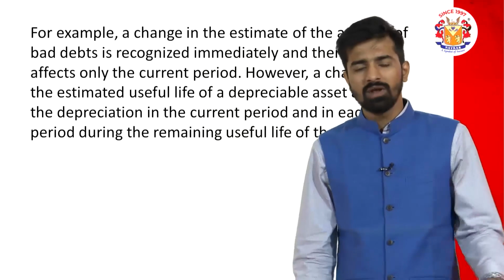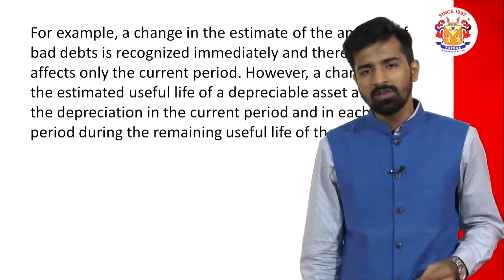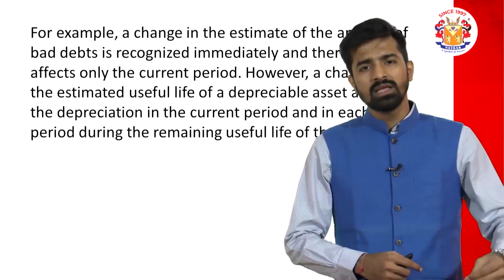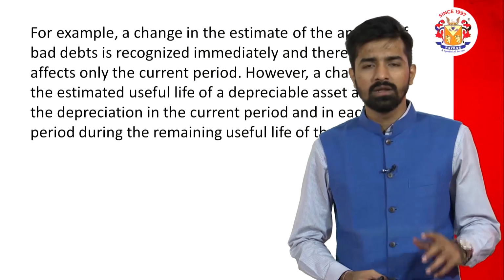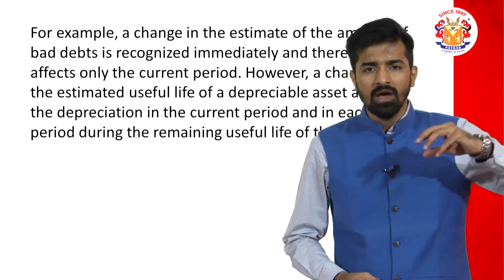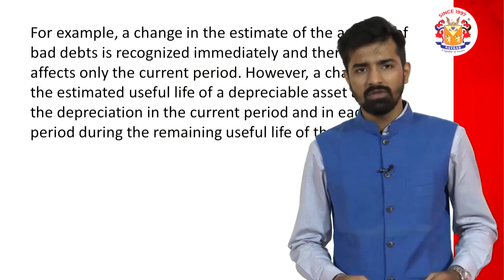You made a provision for 1 lakh, but the bad debt came out to be 1,50,000. Now you are changing the estimate from 1 lakh to 1,50,000. So this is affecting only the current period. It is affecting only the current period. From 1 lakh, it increases to 1,50,000.